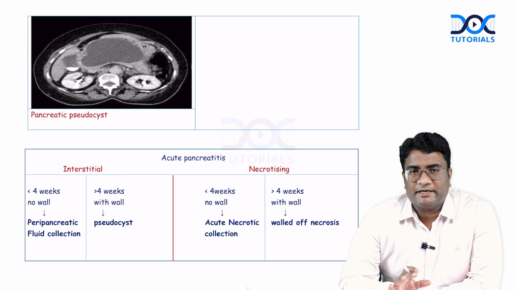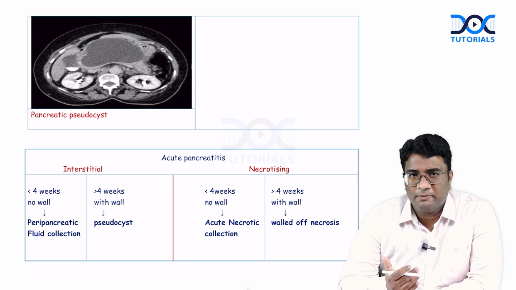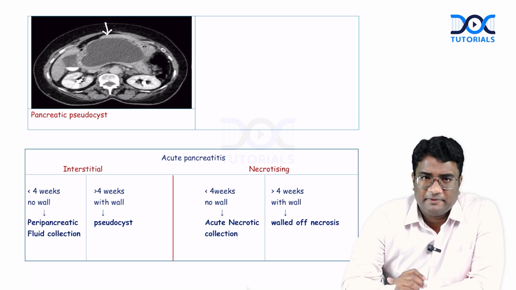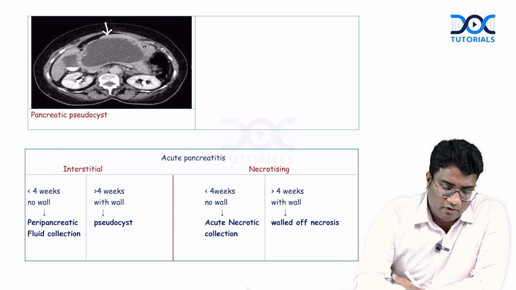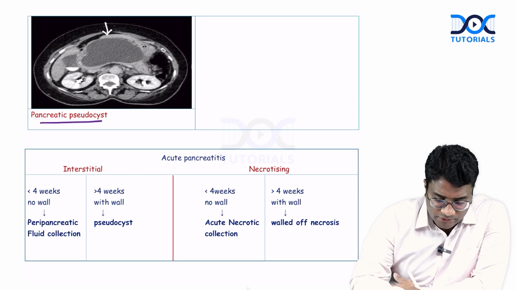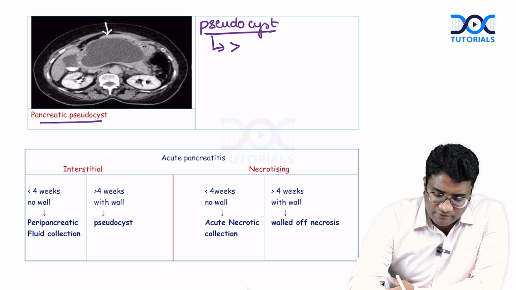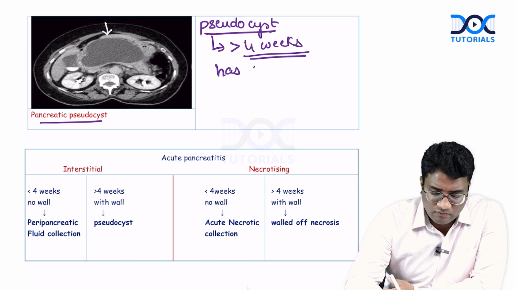So, in acute pancreatitis, if you have fluid collections around the pancreas, based on the duration and whether there is a wall around it or not, we have different nomenclature to the fluid collections. So, if you have a wall around the peripancreatic fluid collection and is generally after 4 weeks of duration, we call this pancreatic pseudocyst. This usually occurs after 4 weeks of duration. It takes 4 weeks to have a wall. So, it usually has a wall around it.